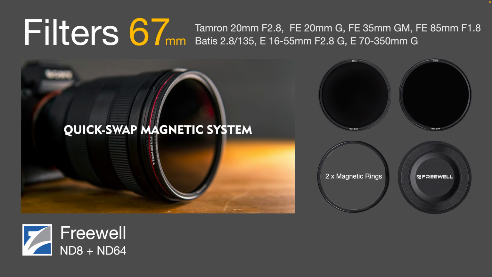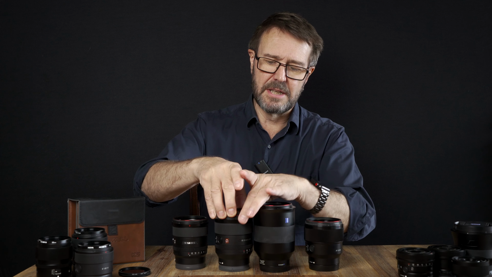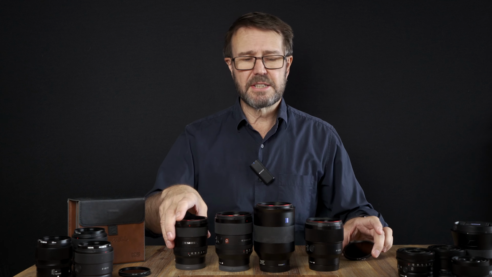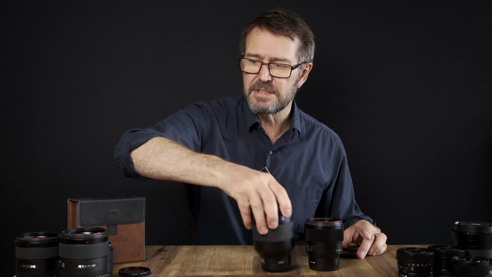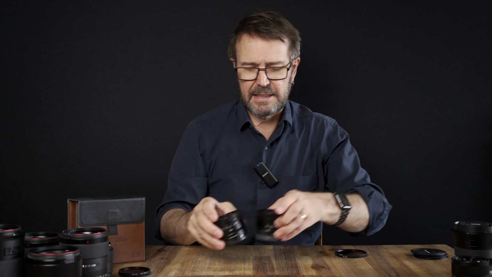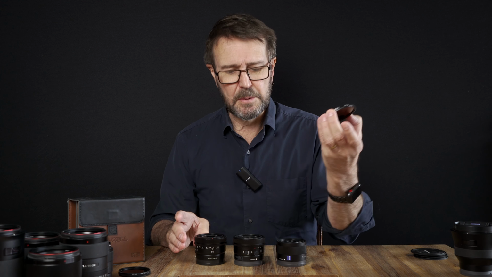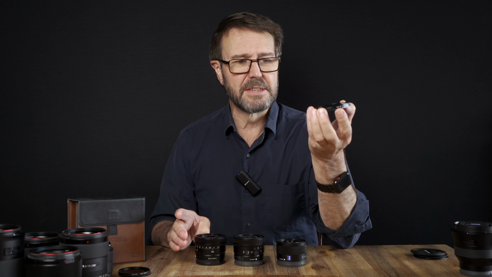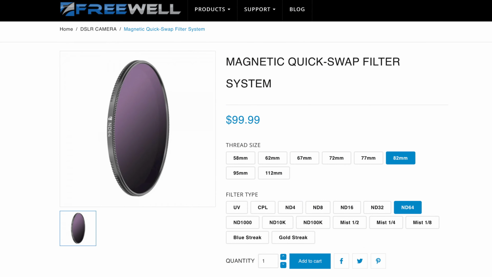Now, that quick swap filter system has been the one that I've been using predominantly for the last 12 months. Now, I'll just take these 2 filters off because I have got increased flexibility above and beyond these 4 prime lenses. So one of the things that I often do when I'm traveling is take more compact lenses. Now, Sony do have a range of compact primes with a 49mm thread. Now, the problem is I've got these 67mm filters, and Freewell don't make small filters with a 49mm thread, as far as I'm aware.